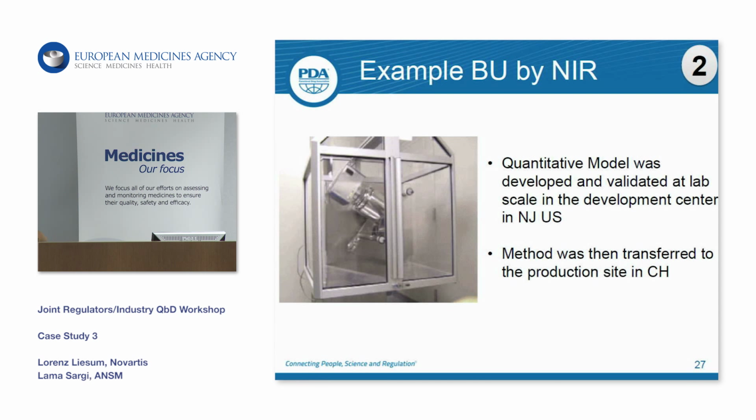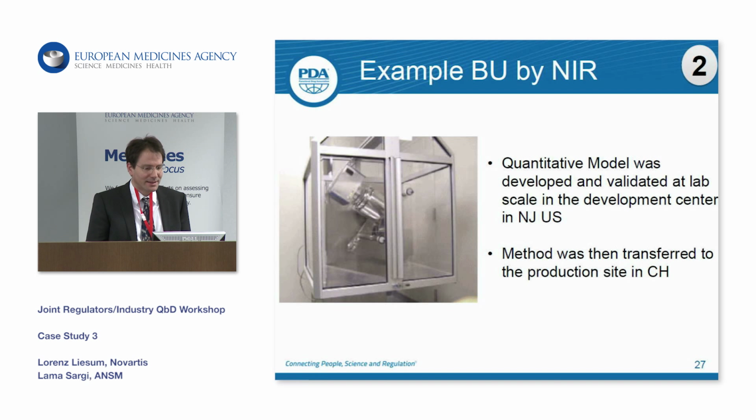We're coming now to the second example, which in this case is actually a medium impact model. We're dealing now with assessing the blend uniformity of our bins by applying NIR spectroscopy, which was actually the first time we were introducing this technology into our manufacturing area. The goal was actually to come up with a quantitative model.